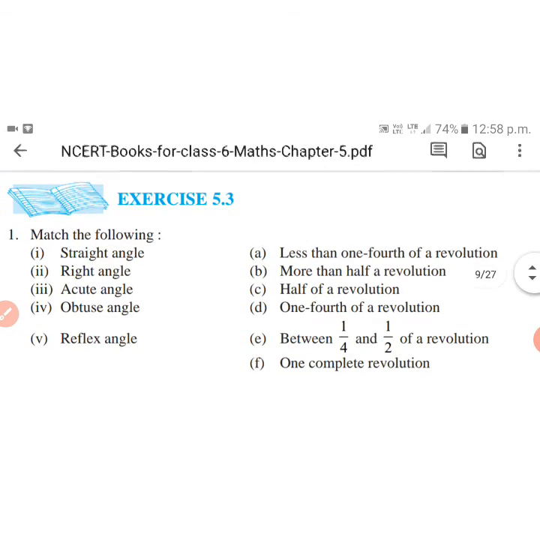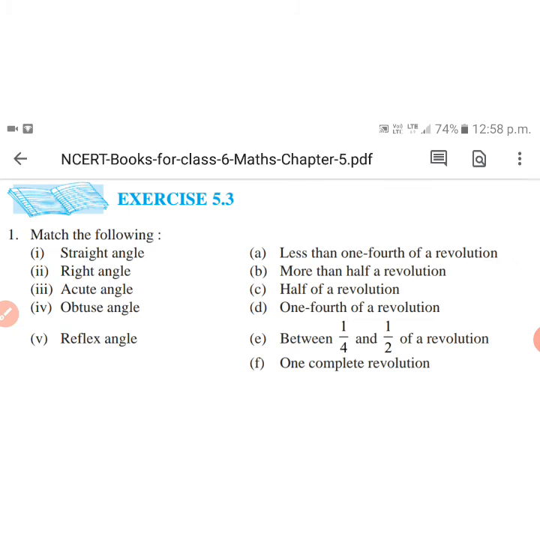Question number 1. Match the following. Straight angle. Straight angle is 180 degree. Straight angle is half of a revolution. One complete revolution is 360 degree. Half of a revolution is 180 degree. So straight angle is half of a revolution.